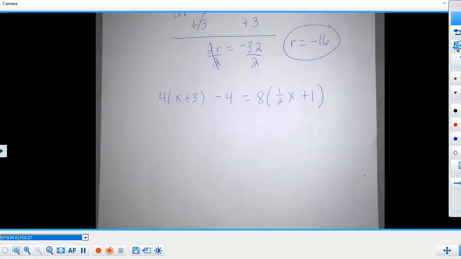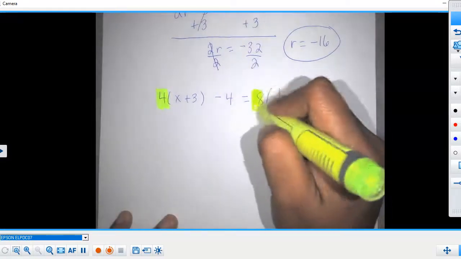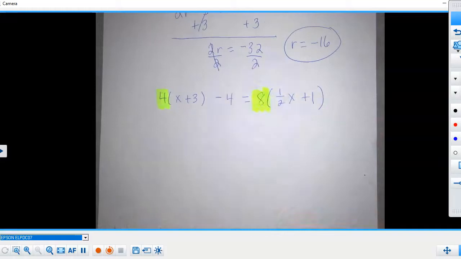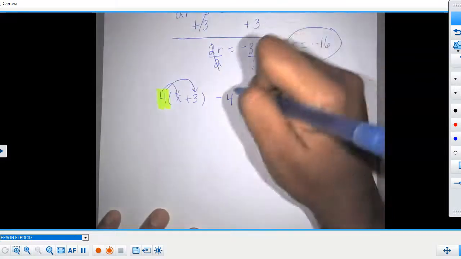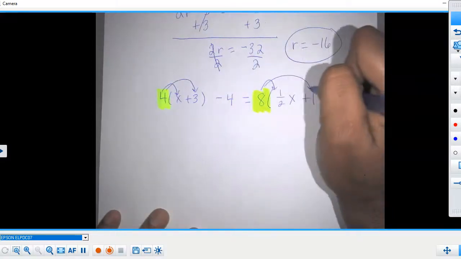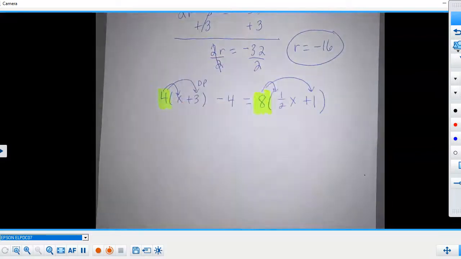So the first thing I'm going to do is highlight those numbers in front of the parentheses, which tells me, oh, I have to do the distributive property first. Plus, Miss Mosley said that the first step is always something with combined like terms or distributive property. So I'm going to multiply. And I'm also going to put a dp.